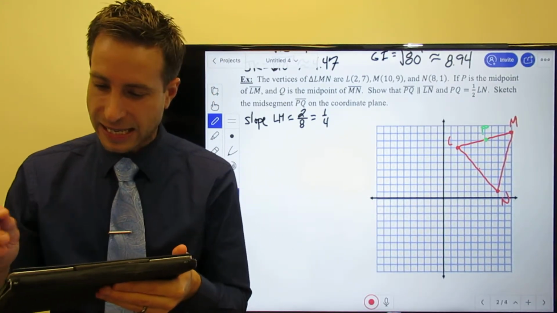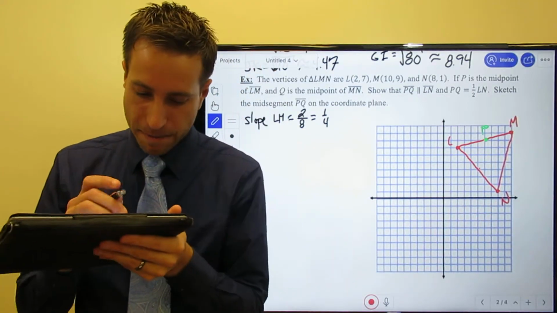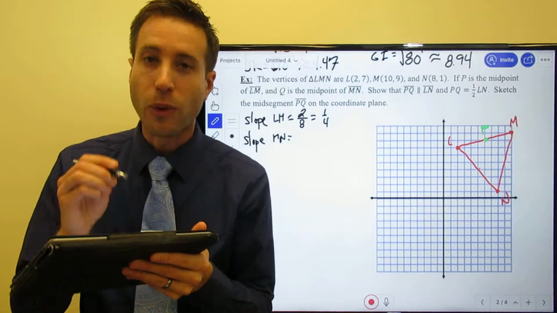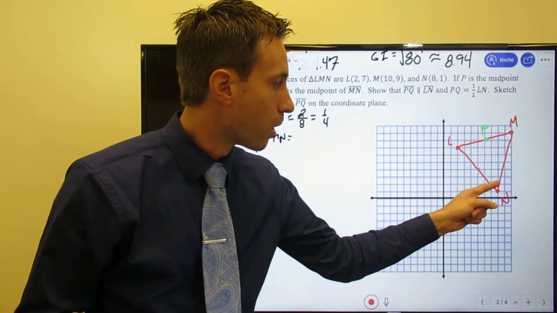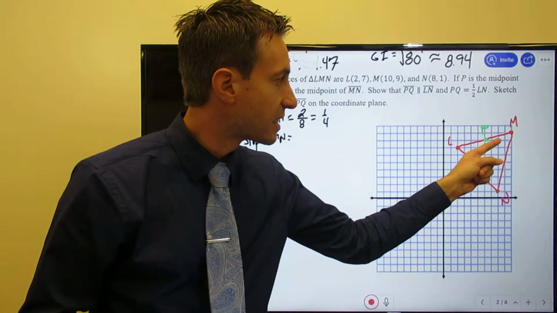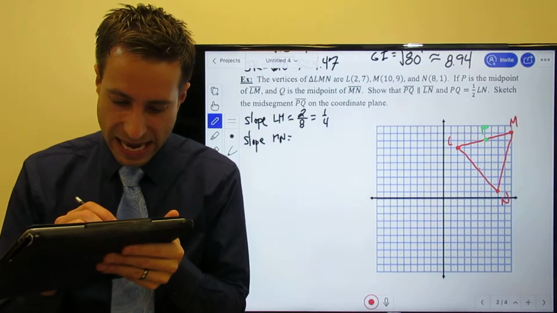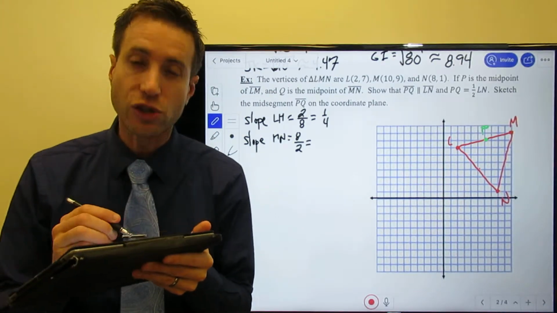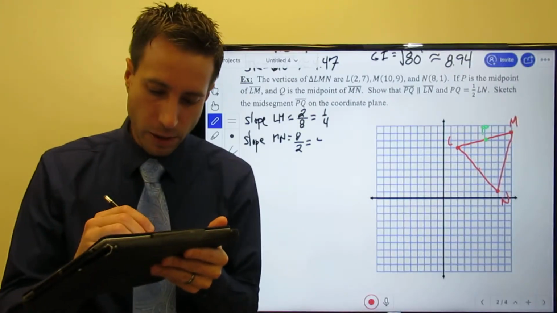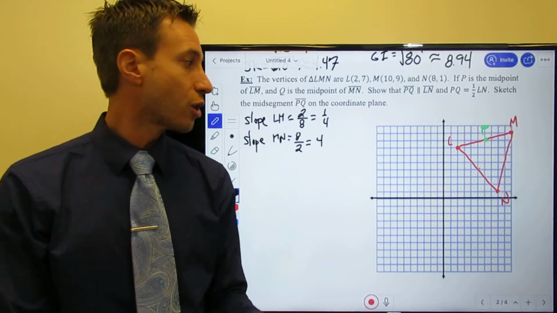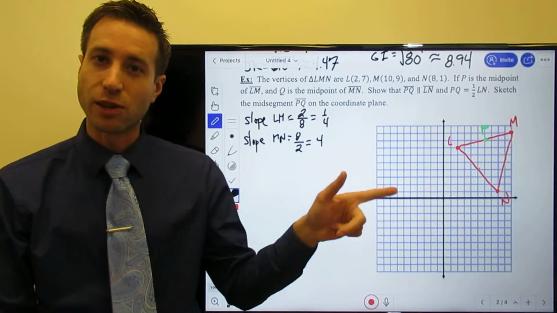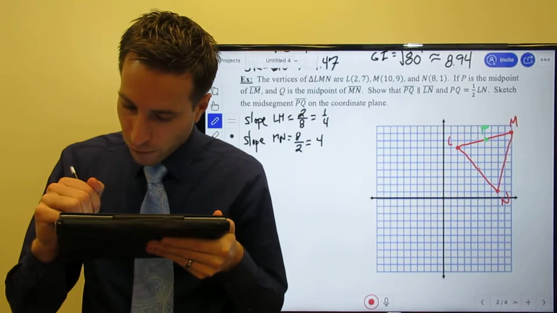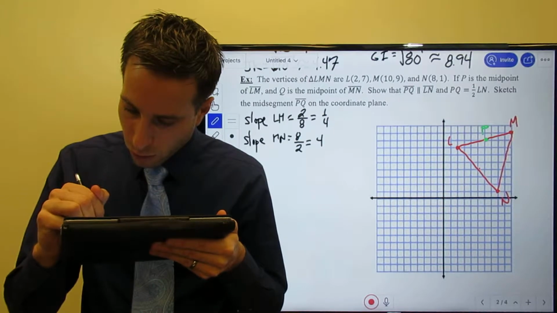Turns out we can do the exact same thing for MN. The slope of MN, rise over run: 1, 2, 3, 4, 5, 6, 7, 8. That's a rise of 8, a run of 2, which is going to reduce to what? Well, 4. So the slope is 4. That's up 4 and to the right 1. We can do the exact same thing. Count up 4, count over 1. 1, 2, 3, 4 over 1.